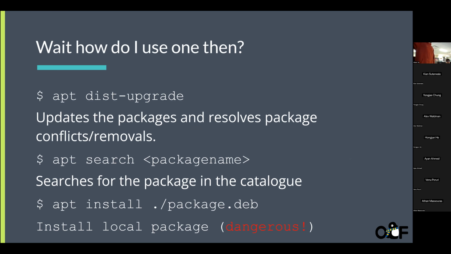In this case, distribution upgrade will update the packages and resolve package conflicts and removals within the system. Search, you can obviously use to figure out which package you want to download and which versions are available. And this is the way you install things locally. Essentially, when you're running apt install, it's downloading this Debian file and running install on the local Debian file, but it's in a temporary directory that gets deleted right after the installation is done. But if you really want to build your own package, you can build it and then just run apt install with the ./ to make it run in that directory.